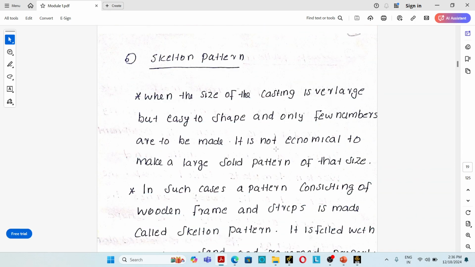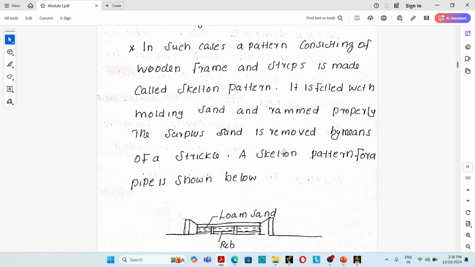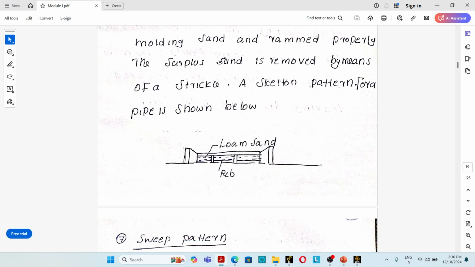So next one is the skeleton pattern. See the figure; if you have difficulty understanding the figure, you have to make a just idea about why we are using skeleton patterns. Skeleton patterns are used for very large castings. Suppose we require only a few castings, not mass production, and the casting is very large. It is not economical to make a large solid pattern. In that case, a skeleton pattern is used.